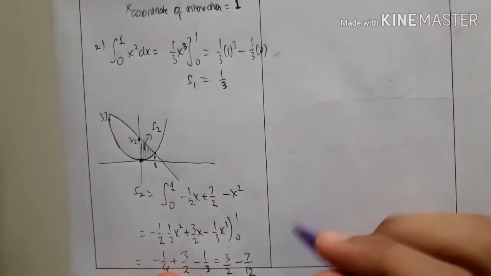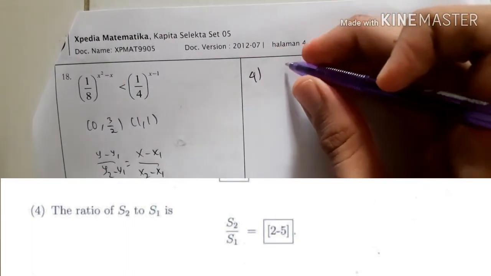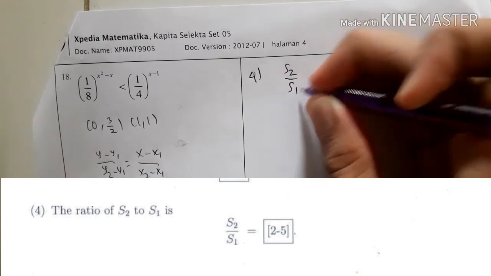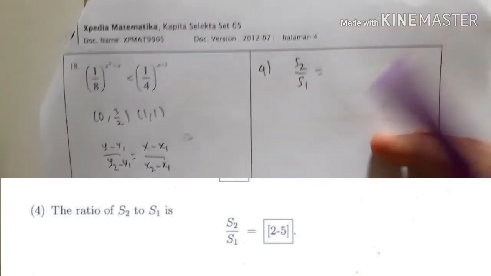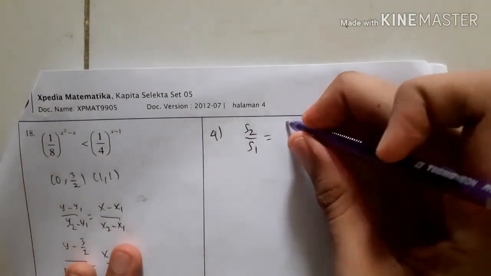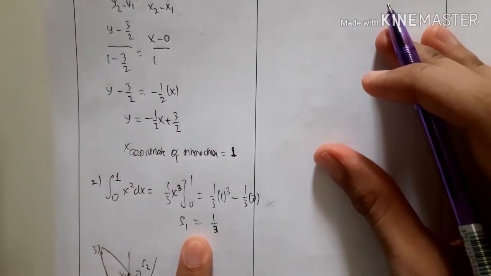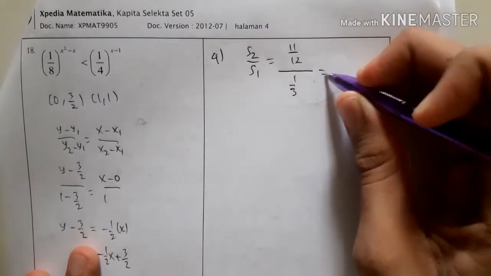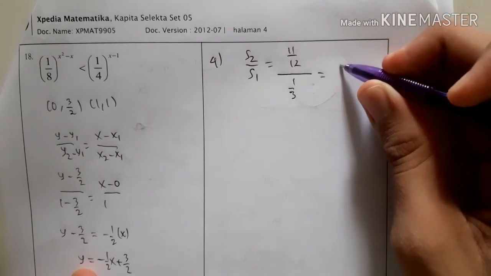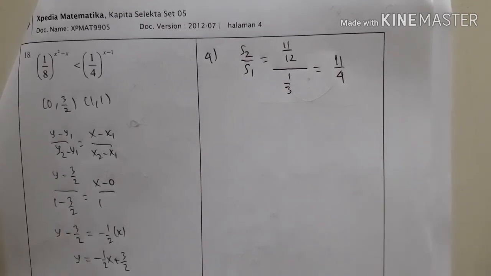And now the final question of part 2, number 4. The ratio of S2 to S1: remember that S2 is 11 over 12 and S1 is 1 over 3. So we get 11 over 4. That is, everyone, the answer for Mathematics A part 2. Hope you understand that, and stay tuned for part 3.